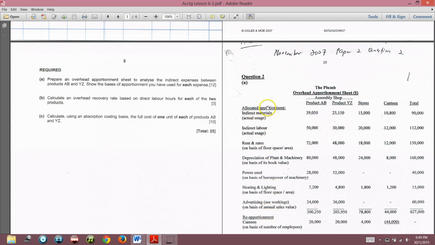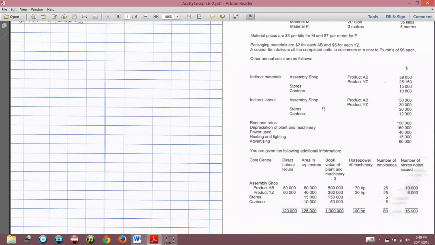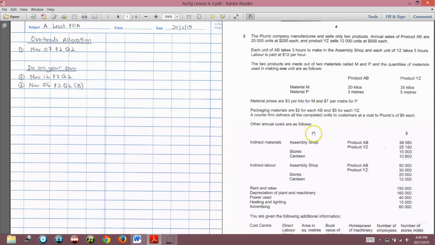I call this allocated apportionment. Allocated means allocated cost, you can just put allocated cost, it means the same. So you see, in the factory there is an assembly shop for the two products, a stores, and a canteen. These are the indirect materials for all these departments.